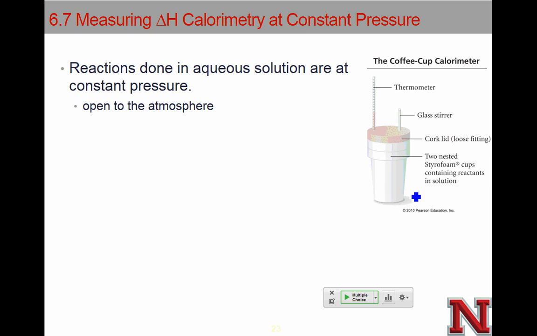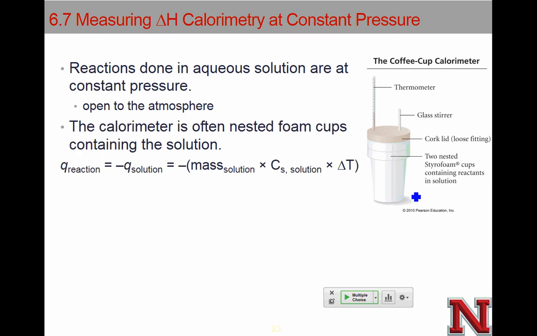Now before we really get into that, like I said, pressure can affect our delta H. So what do we do about that? Well, reactions that are done in aqueous solution are at constant pressure if we open them to the atmosphere. Any gas or anything else that's released will be released. The calorimeter is often nestled in foam cups containing solution, and this is more of what you'll be doing in lab. And we call this coffee cup calorimeter because we could use coffee styrofoam cups, and it's good enough to be insulated enough for us to follow what's happening.